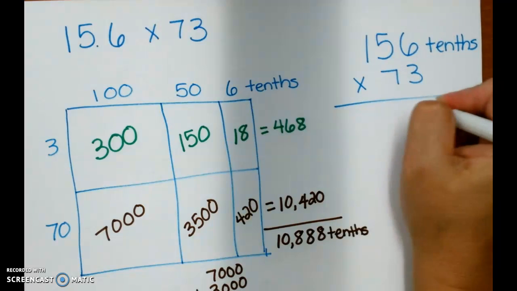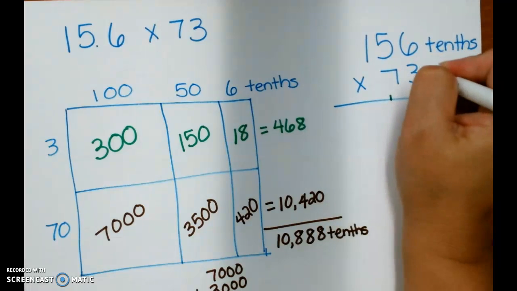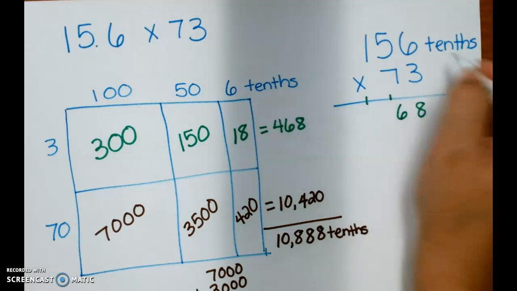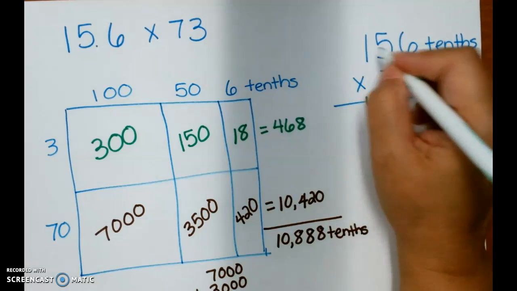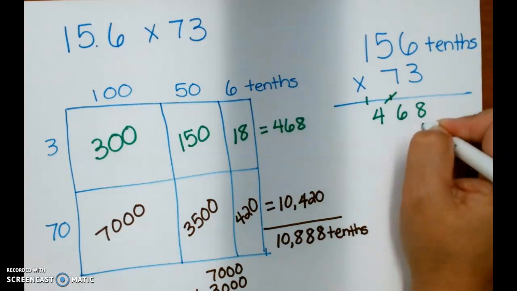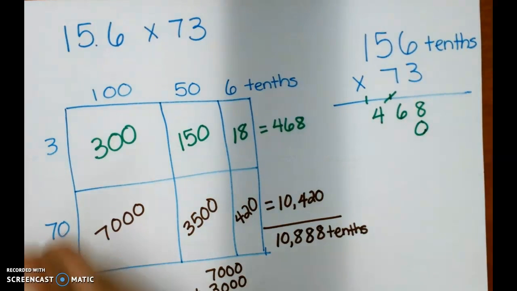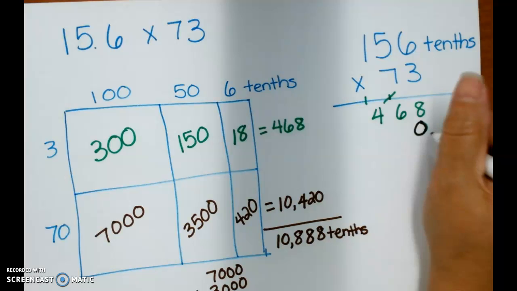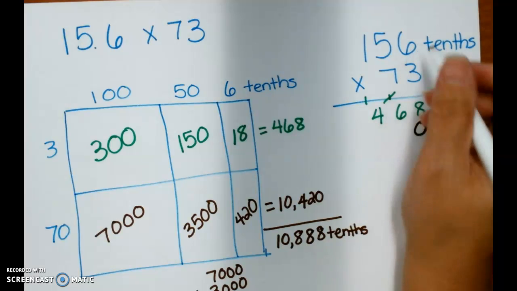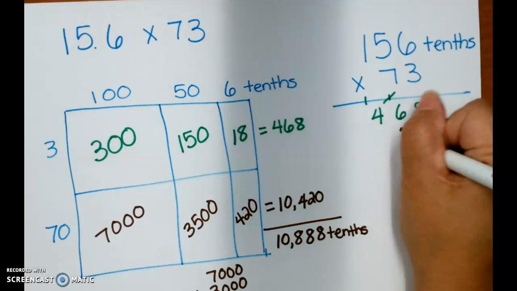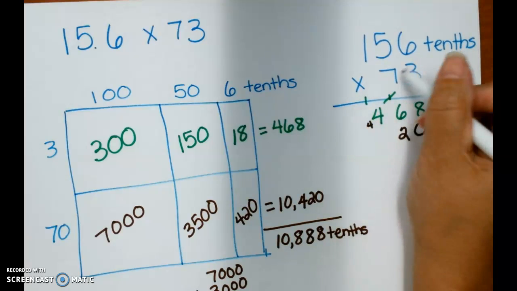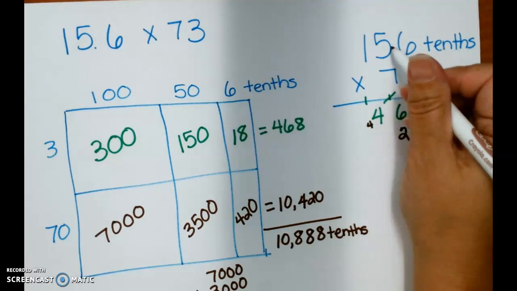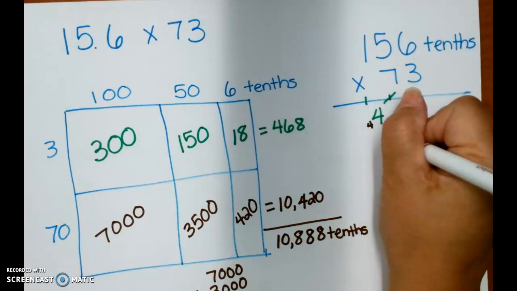6 times 3 is 18. I'm going to write down my 1. 3 times 5 is 15, plus 1 is 16. I'm going to write down my 1. Finished with that one. 3 times 1 is 3, plus 1 is 4. Now, whoops, Miss Walker wanted to change colors. But you know, we're multiplying by the tens place, so I got to have my 0 there. 7 times 6 is 42. So I'm going to write down my 2, regroup my 4. 7 times 5 is 35, plus 4 more is 39.